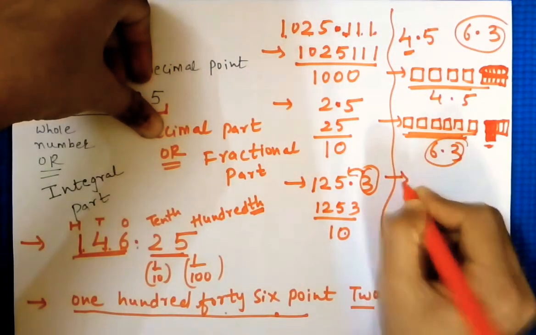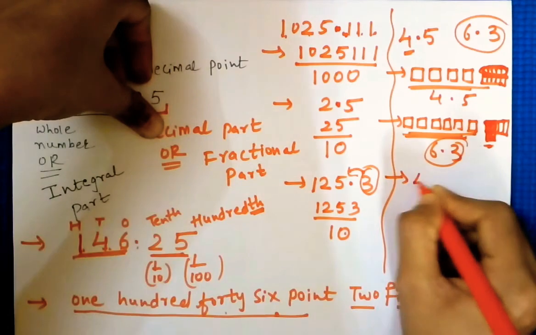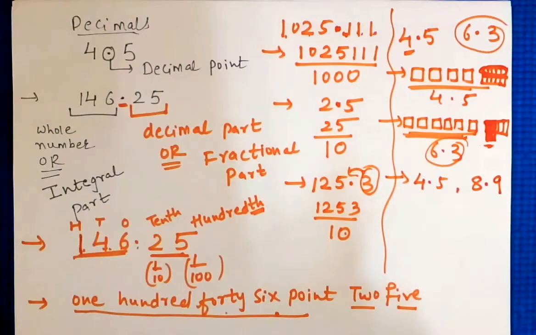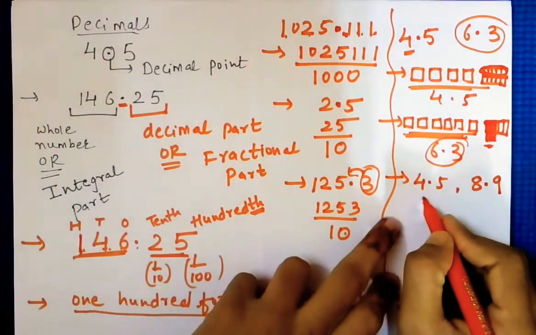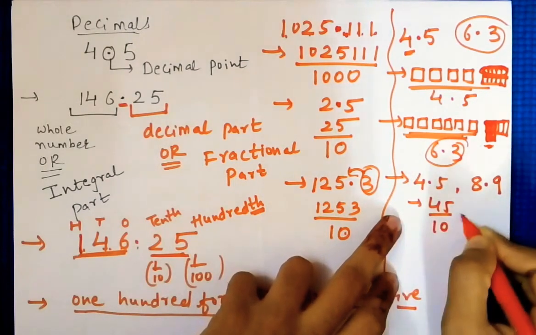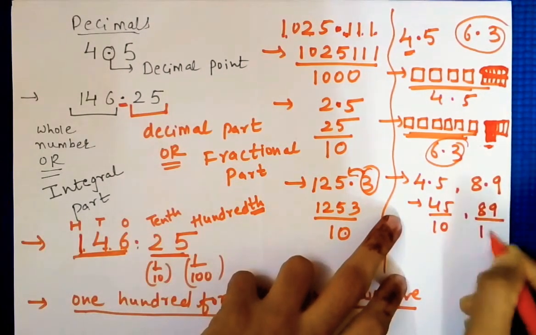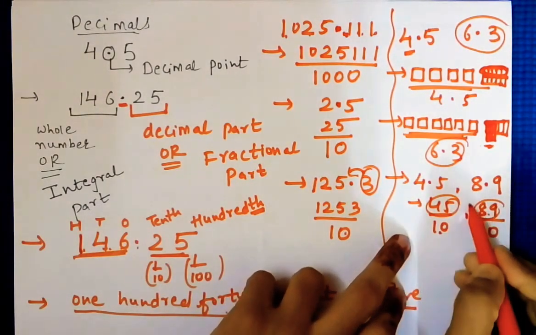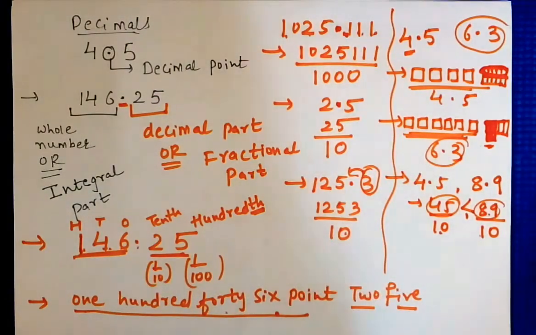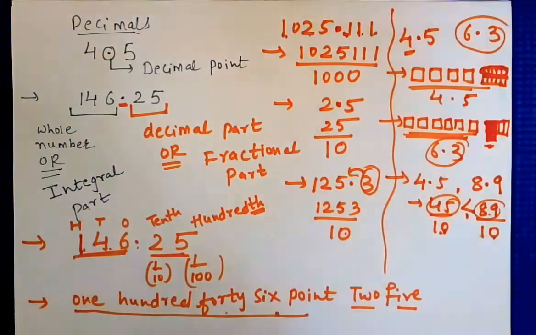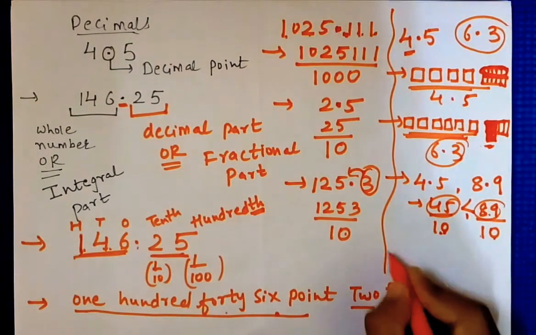Also you can compare in a simple way. How do we compare simple numbers? For example, 4.5 and 8.9. For comparing decimal numbers, you can first write them as fractions. So 4.5 means 45 upon 10, and 8.9 means 89 upon 10. The denominators are the same, so now you can find out which one is greater. 89 is greater. If in place of 10, 100 is given, the denominators are not the same, then you will take out the LCM and compare the decimal numbers.